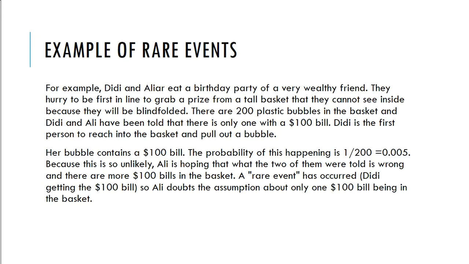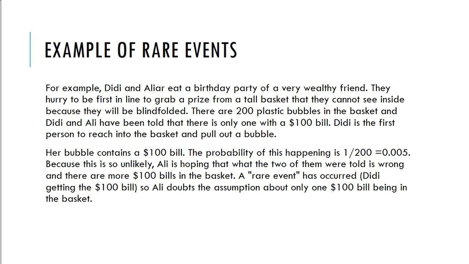Examples of rare events. For example, Didi and Ella are at a birthday party of a very wealthy friend. They hurry to be first in line to grab a prize from a tall basket that they can't see inside because they will be blindfolded. There are 20 plastic bubbles in the basket, and Didi and Ella have been told that only one has a $100 bill. Didi is the first person to reach in the basket and pull out a bubble. Her bubble contains $100. The probability of this happening is 1 over 200, or 0.005, which is really small.